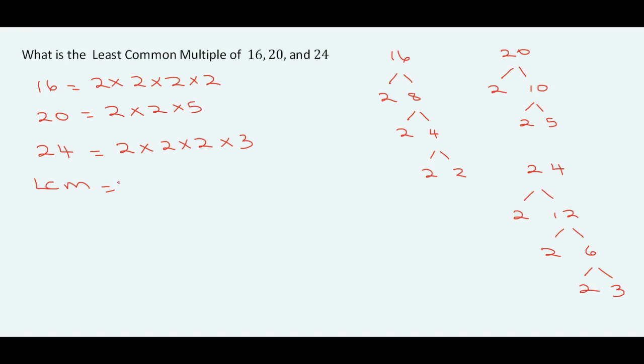So let's start with 2. In 16 we have 4 times, in 20 we have 2 times, and in 24 we have 3 times. So we're going to pick the one that occurs 4 times. And then for 3 we have 1 occurrence, and for 5 we have 1 occurrence. So this is going to be 16 times 3 times 5, which is 48 multiplied by 5. So that should be 240.